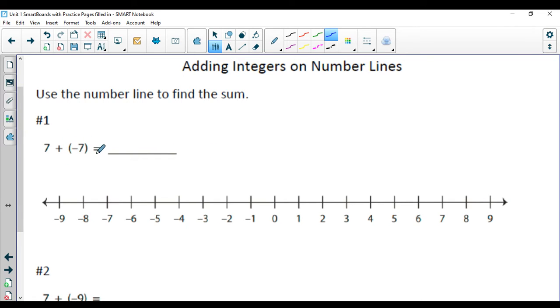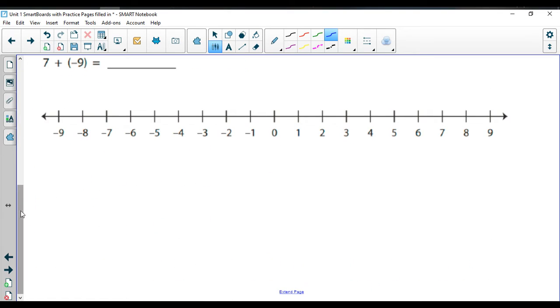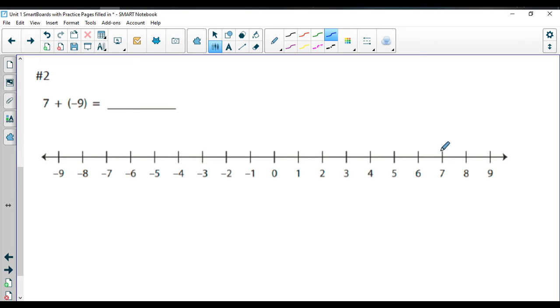So we're going to start with number 1. We have 7 and a negative 7. So we're going to start at 7, and a negative 7 tells me to move 7 spots to the left. So 1, 2, 3, 4, 5, 6, 7, which takes me to an answer of 0. For question number 2, I am looking at 7 plus a negative 9. So again, I'm going to start at 7, plus a negative 9 tells me to go 9 spaces to the left, which is going to take me over here to a negative 2.